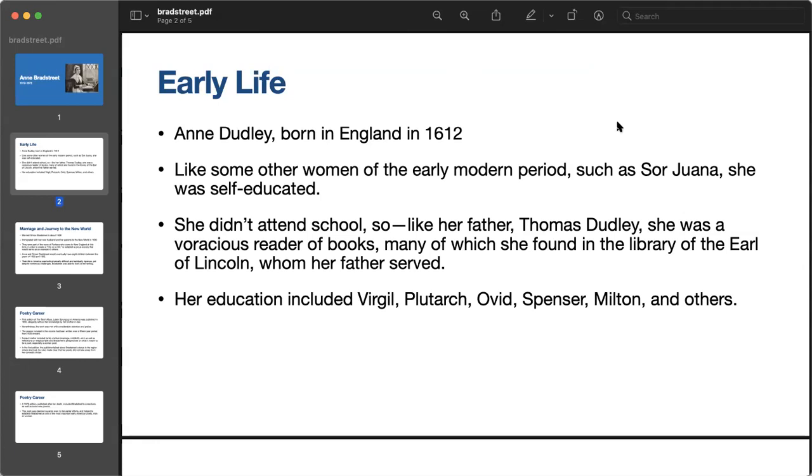Primarily, Anne Dudley was able to read in the library of the Earl of Lincoln, a nobleman that her father served. So, like some other figures we've read about, she grew up kind of in the realm of nobility, connected to the world of nobility. And because of this latitude she had to read in this library, she was able to have an education, again, a self-education, but it included classical works by Virgil, Plutarch, Ovid, as well as some more contemporary ones from the Elizabethan period and ultimately someone like Milton. So she read widely and deeply, not just as a child, but also as an adult.